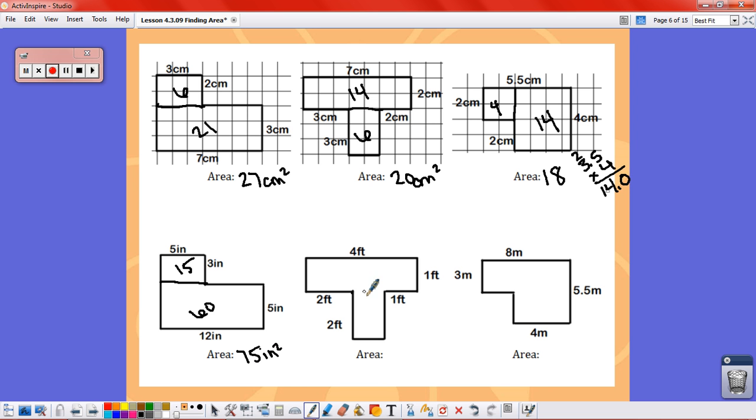If I cut this one, oops, come on. 4 by 1 is 4, and the whole thing is 4, and I have 2 here and 1 here, that makes 3, so that's 1 left over here. So it's a 1 by 2 piece, so it's 2. So the area is 2 plus 4 is 6 feet squared.